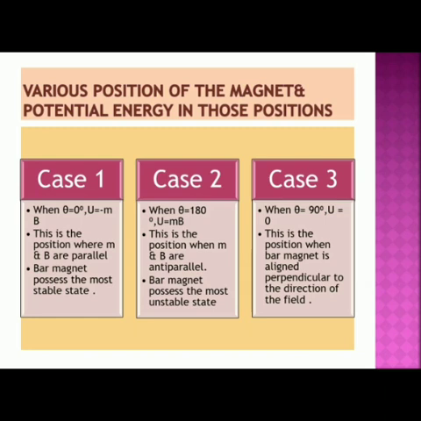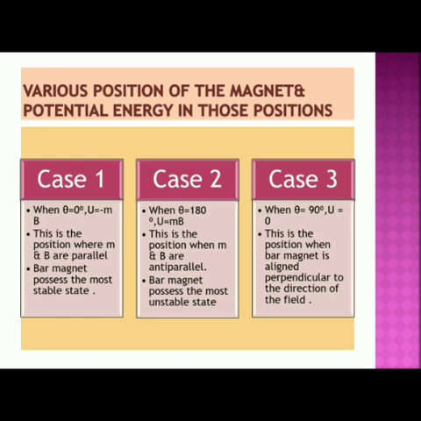Let us move on to case 2. Now case 2 is showing you when theta is equal to 180 degrees, my cos 180 is minus 1. Therefore, my potential energy, which was negative, now multiplied by minus 1 becomes positive. So, my potential energy is m B. Now, this is showing the position when m and capital B are anti-parallel and the bar magnet possesses the maximum potential energy and thus is in the most unstable state.